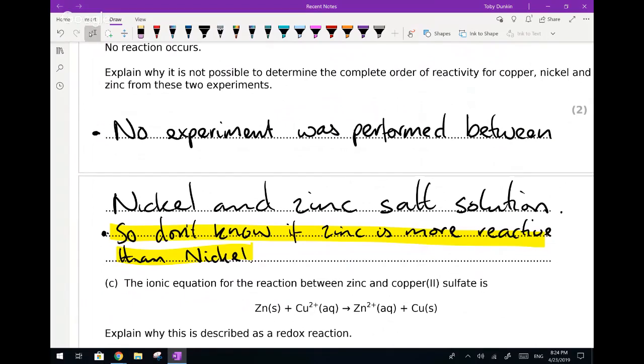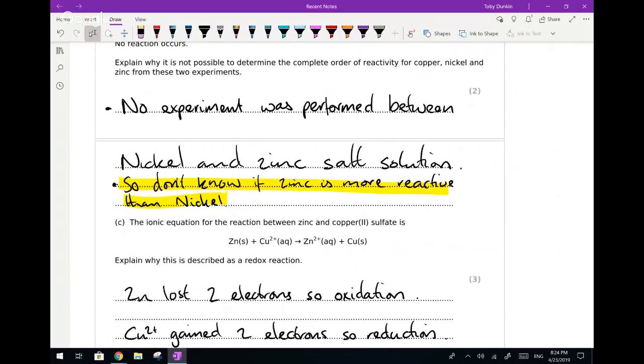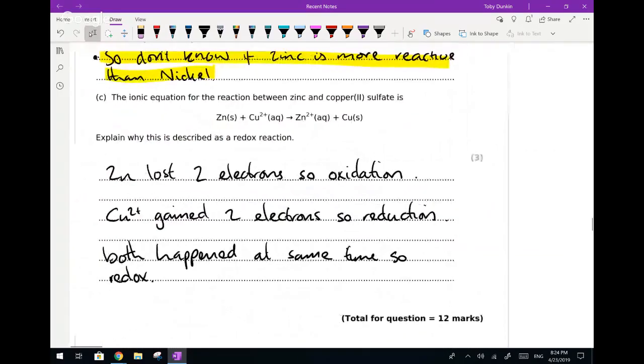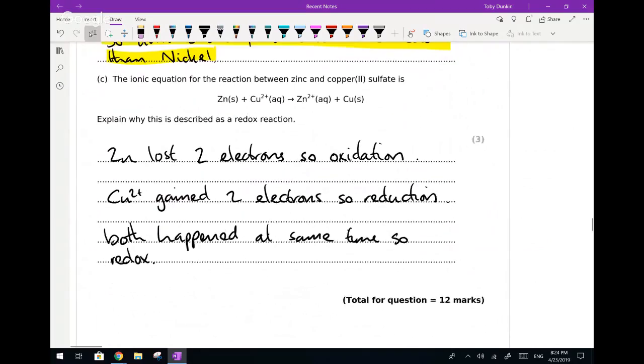If you've got 3 metals, you can't just do 2 reactions. You've got to do 3. You've got to test the metals and their salts of the other metal and see whether or not you see a displacement reaction happening. You need to do 3 experiments. Explain why this is described as a redox.